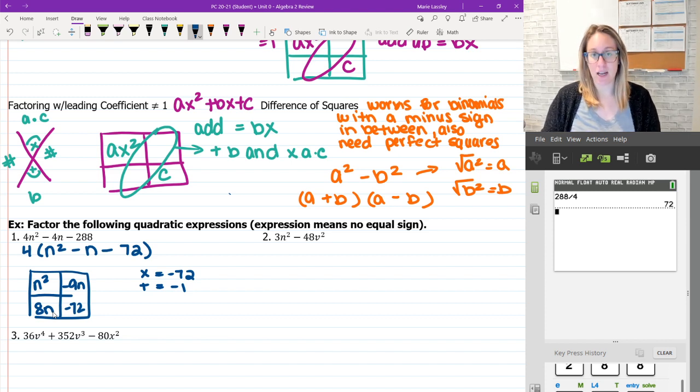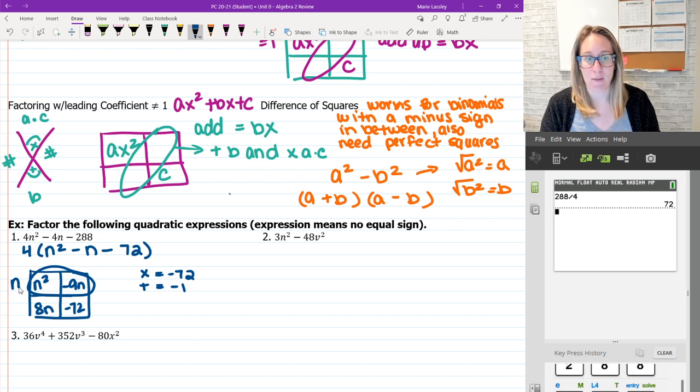We're going to start with this top left corner where the n squared is, and I'm going to look at the n squared and the negative 9n. So I'm going to look at this top row, and I'm going to GCF. What do n squared and negative 9n have in common? They just have n in common.